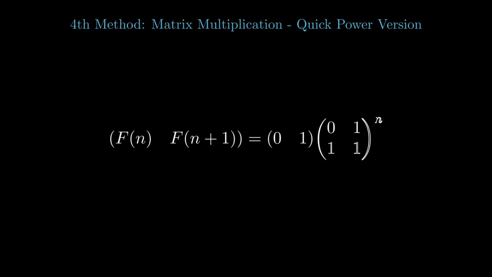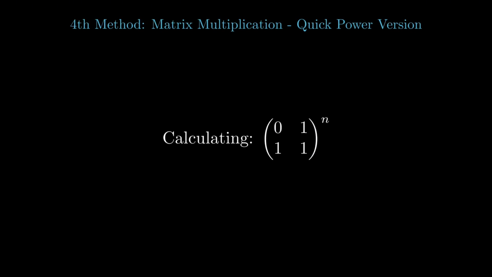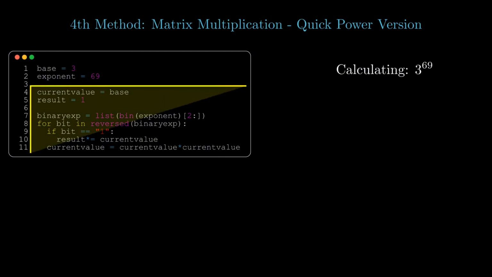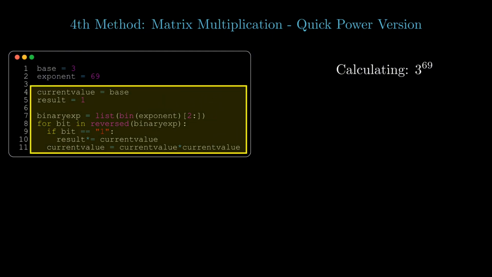We shall use the matrix formula achieved previously. From the equation, we see that computing the nth Fibonacci number is equivalent to calculating the nth power of the matrix, where we can apply the fast exponentiation method. The process is quite the same as calculating 3 to the power of 69. We shall start coding. First, take a look back at the code to calculate 3 to the power of 69.